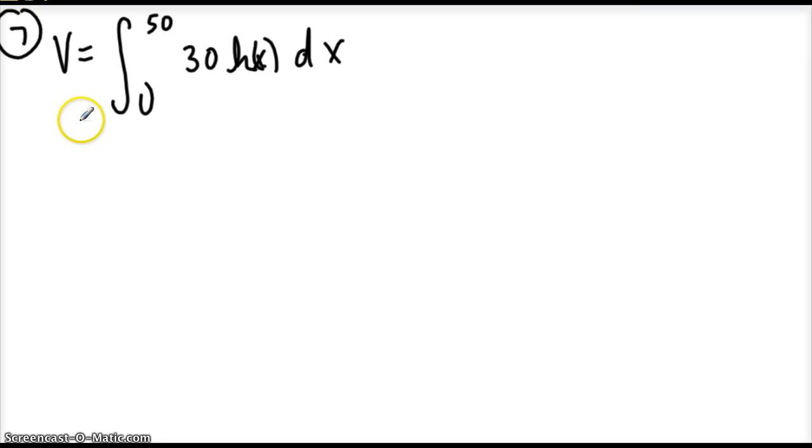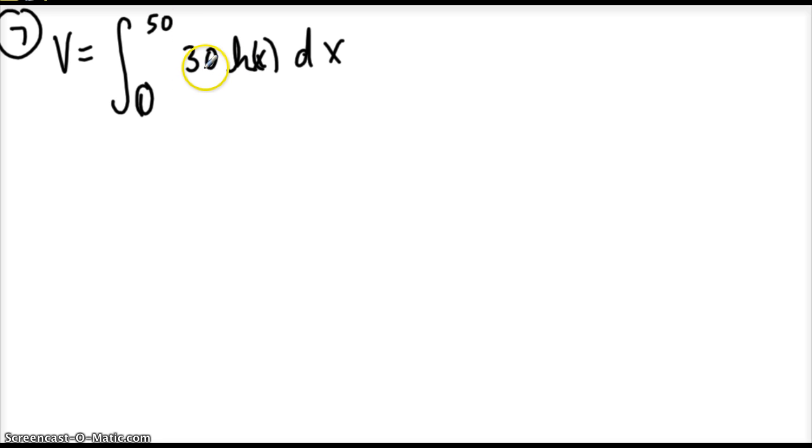So on number 7, I wanted to go over that one with you, and then you should understand the rest. It says a rectangular swimming pool is 30 feet wide and 50 feet long. The table below shows the depth, h of x, of the water at 5 foot intervals from one end of the pool to the other. Estimate the volume of the water in the pool using the trapezoidal rule with n equals 10 applied to the integral. So all that I want to go over there is that this is going from 0 to 50, meaning it goes from 0 feet to 50 feet. That's how long the pool was.